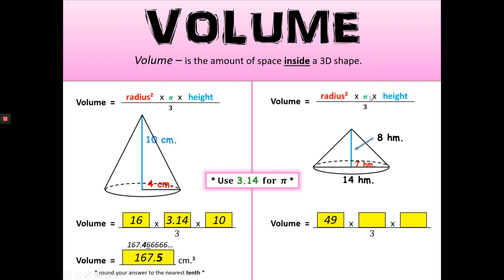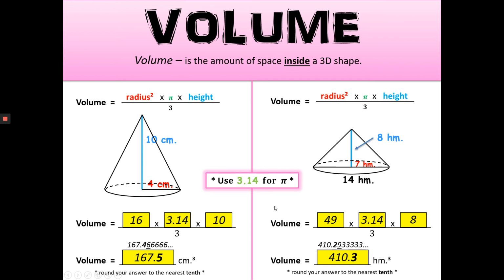Pi is still 3.14, still plugging that in over there. And then this one has a height of 8 hectometers, so we're going to plug in 8 right there. We're going to multiply those three numbers out and then divide by 3 to get 410.29333333. Again, we're rounding to the tenths place, but we have to look at the hundredths place to see if we round up or down. Since this is 5 or higher, that's going to round up to a 3. So the final answer should be 410.3 hectometers cubed for that volume.